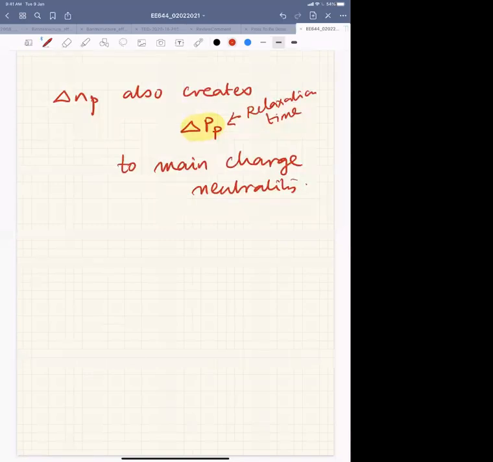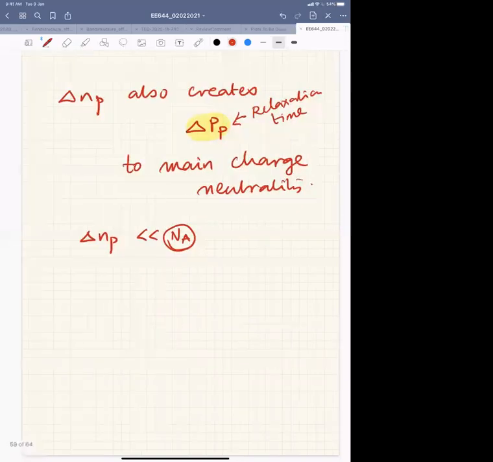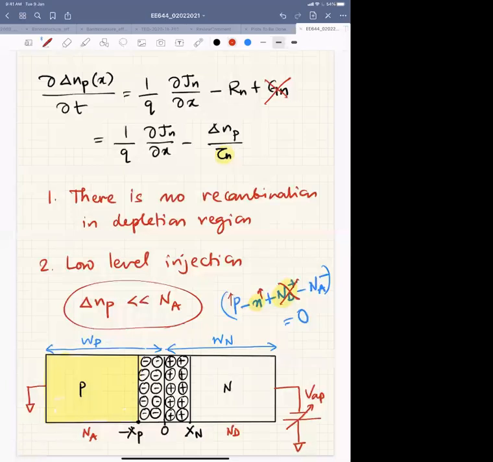But the point is that we are assuming delta P is less than Na to make sure that your majority carriers are not changed. That means I already have Na number of holes before. So the injected carriers are fewer than the number of holes. That means this delta PP doesn't have much impact on the majority carrier concentration. So the number of holes will still be Na, because Na is much higher than delta PP. So it will be easy; you don't have to take care of the majority carrier.